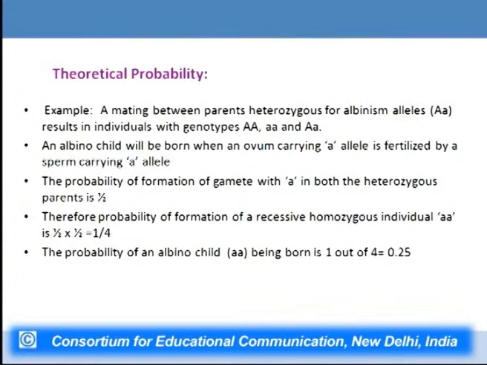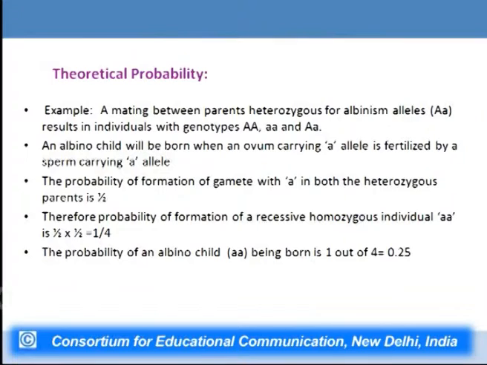Now, for this particular mating between heterozygous parents, producing individuals which are albino, that means having genotype small a small a, can occur only if a sperm carrying the small a allele fertilizes an ovum carrying the small a allele. So, the probability of formation of a gamete with capital A or small a is 1/2. Because the parent is heterozygous, the gamete formed will be either capital A or small a.